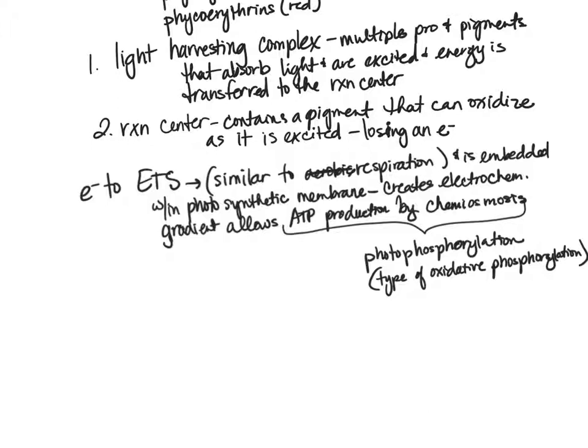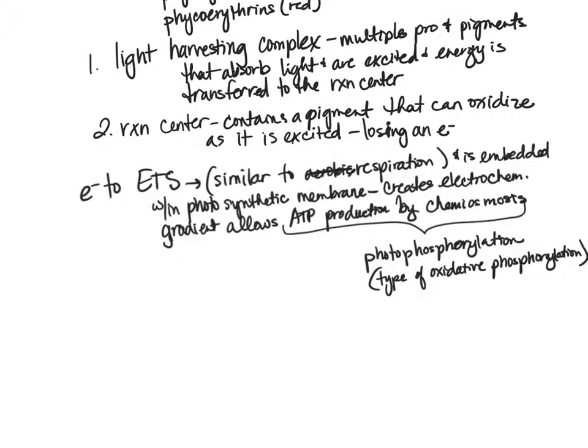So we see this photosynthesis in eukaryotes that occurs in the chloroplast with these different light harvesting complexes with the reaction center, and then we have these ETSs. And we also see these in prokaryotic organisms, but we see it within these infolding regions.